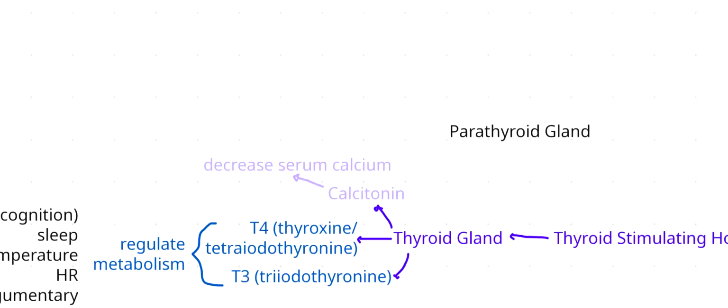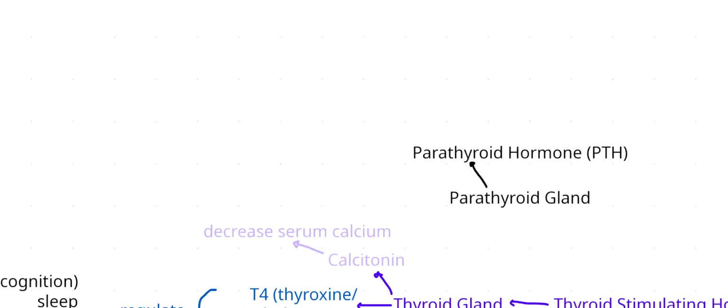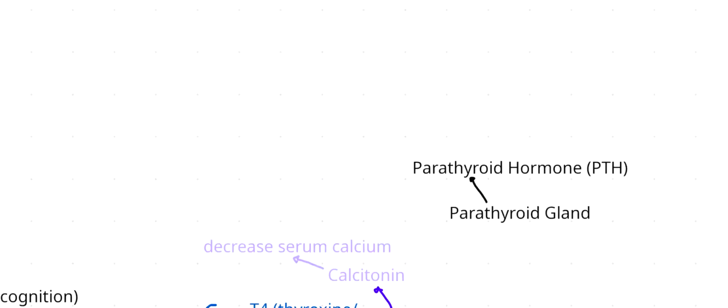So the parathyroid gland only has one hormone that comes out of it. Anybody know what that hormone is? It's going to be pretty easy. Thank you, you're so smart. So parathyroid hormone. The only job of the parathyroid hormone is to increase the serum level of calcium in the blood. That is the only thing that it does.